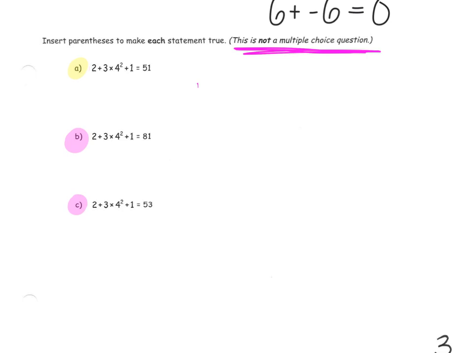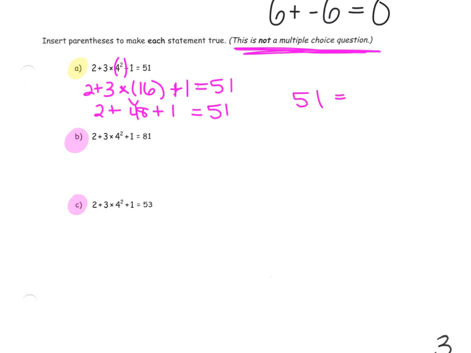Maybe let's try putting parentheses around the 4 squared. So now I have 2 plus 3 times, I have 16, and that is plus 1 equals 51. Let's see if this is going to work out. I have 2 plus, well, 3 times 16 is 48, and then plus 1 equals 51. 48 plus 2 is 50, 50 plus 1 is 51, so this checks out.